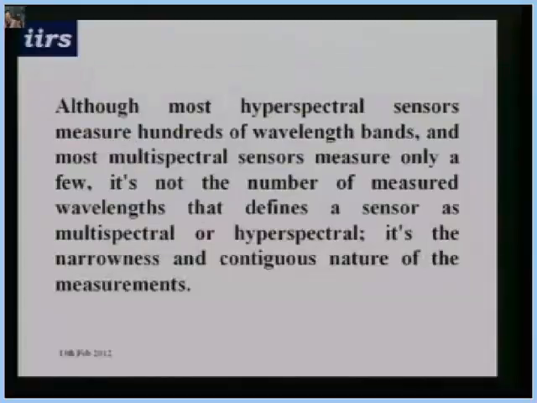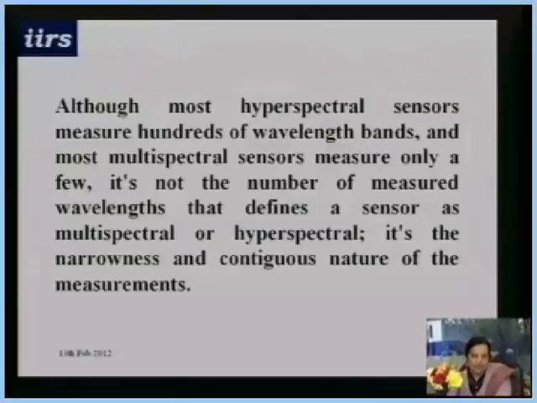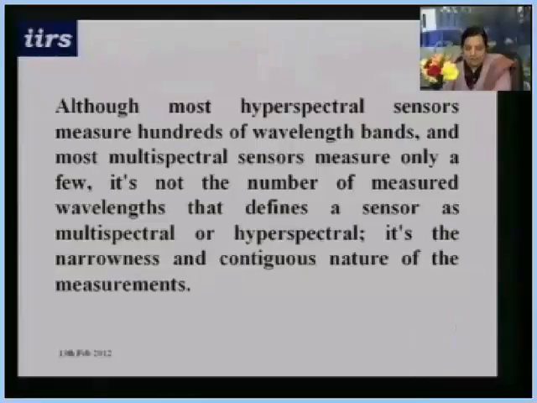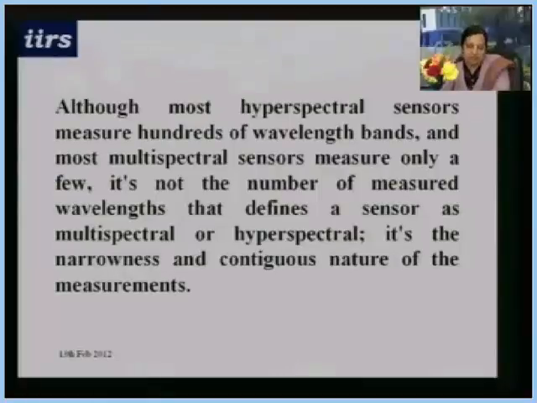So although most hyperspectral sensors measure hundreds of wavelength bands, and most multispectral sensors measure a few, it's not the number that matters. It's not that if I have 100 bands, that defines it as a hyperspectral sensor. So the number of measured bands is not the criterion to define the difference between multispectral and hyperspectral. It is the narrowness and the contiguous nature of the measurements that makes it a qualifier for hyperspectral remote sensing.